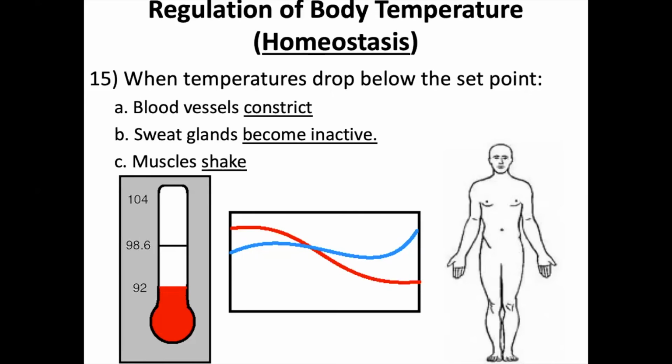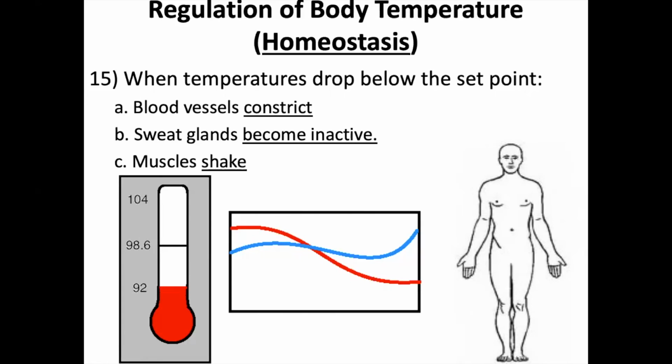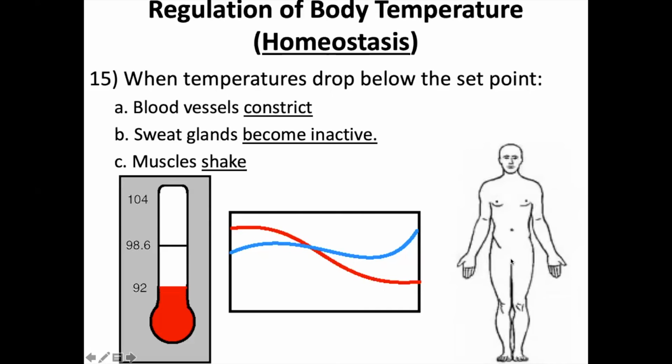Your sweat glands do also become inactive. You stop sweating to keep heat in. And here's the cool thing. Your muscles start moving uncontrollably. We call that shivering. We learned that every time that you move, you make energy. And every time you make energy, you also make body heat. So uncontrollable shivering is going to make more body heat to keep you warm.